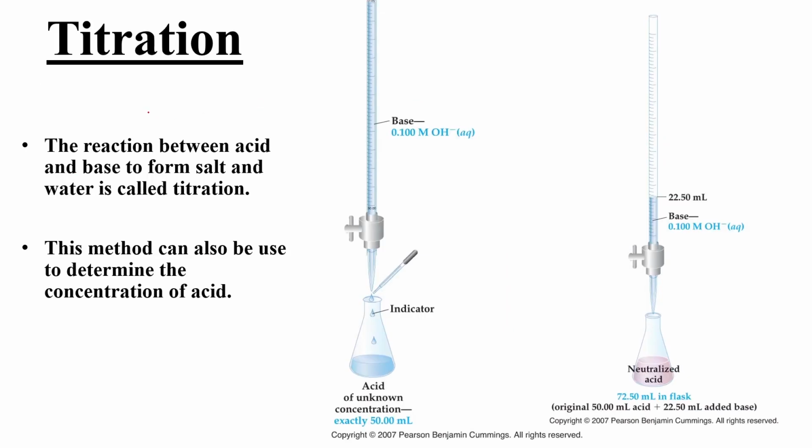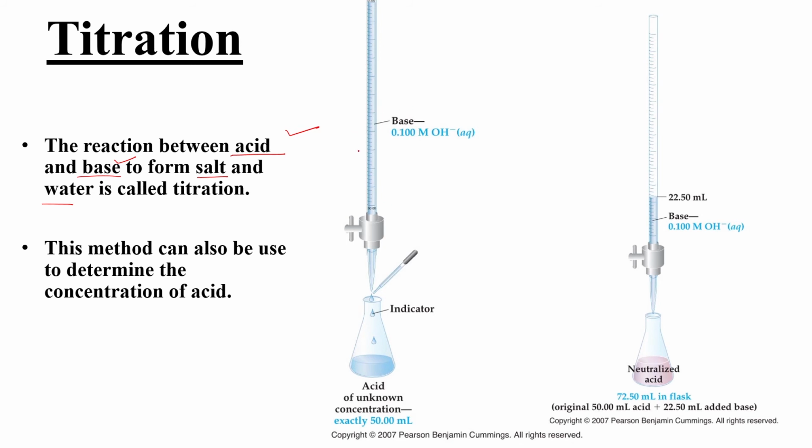Our next topic is titration. Titration is the reaction between an acid and a base to form salt and water. Salt is a common name that we use for ionic compounds or compounds that dissociate into their ions. The other name for titration is the neutralization reaction, because in this reaction, the acid and base neutralize each other's properties and make salt and water. This method can also be used to determine the concentration of an acid.